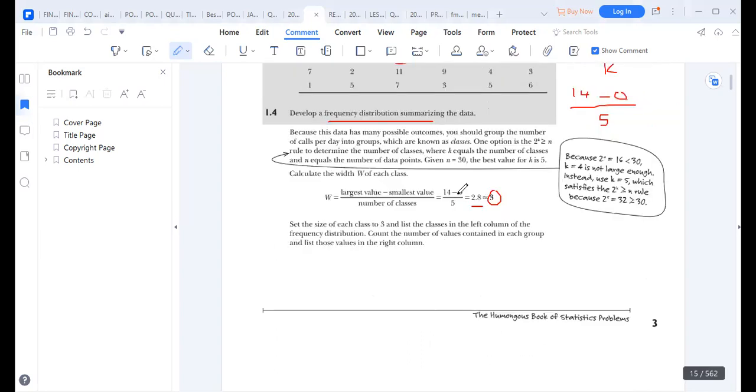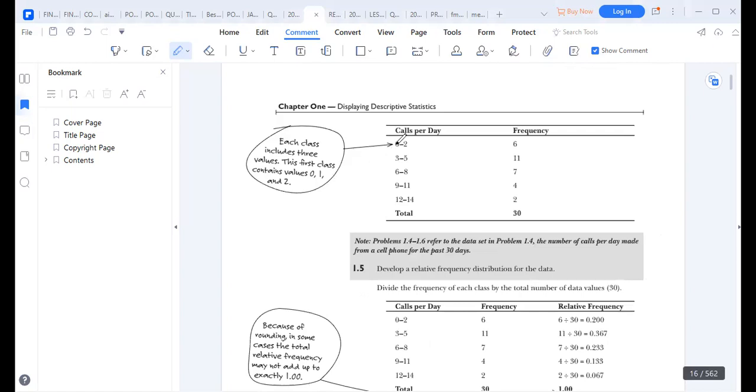So you say 0 to 2, these are 3 numbers, 0, 1, and 2. Then 3, 4, 5, these are 3 numbers. 6, 7, 8, 3 numbers. 9, 10, 11, 3 numbers. 12, 13, 14, 3 numbers. So this is our class width. So each of the classes includes 3 values. So it's inclusive of them.